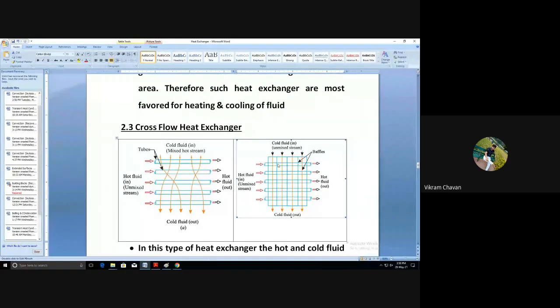By using the separator, you can see that in between two streams there is one separator or baffle provided, and this baffle does not allow the two streams to mix. So the cold fluid also has unmixed streams.